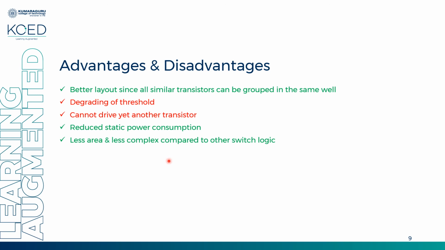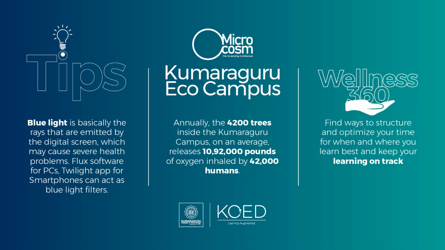In case of transmission logic, you will have both NMOS and PMOS connected in parallel, which will create more complexity in fab. And what is the disadvantage? You have the VT effect, that is degrading of threshold. Because of this VT effect, you cannot use a pass transistor to drive more than one or two pass transistors. So it is limited to very small logic designs. So that's all about your pass transistor.